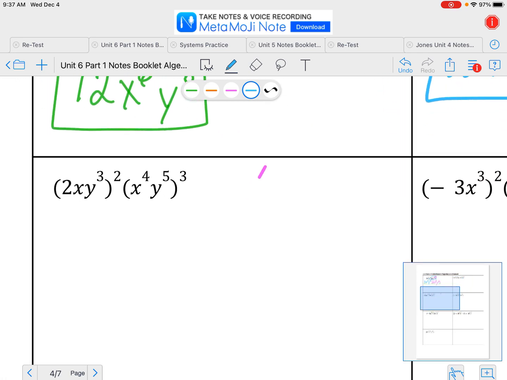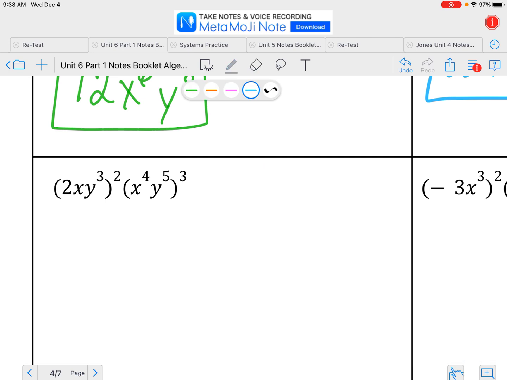So this one, they both have exponents. So let's do this one first. 2 to the second is 4. This is a 1. X to the 1 times 2 is 2. Y to the 3 times 2 is 6.